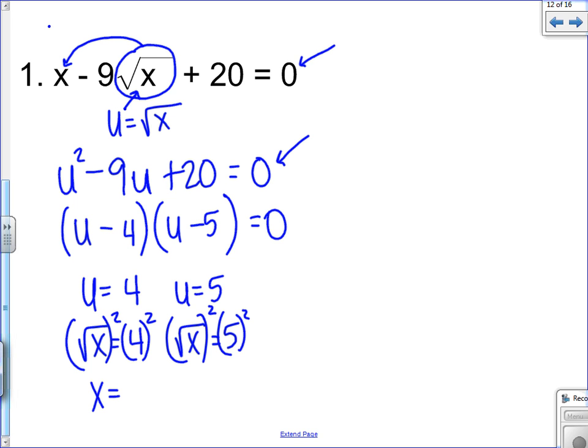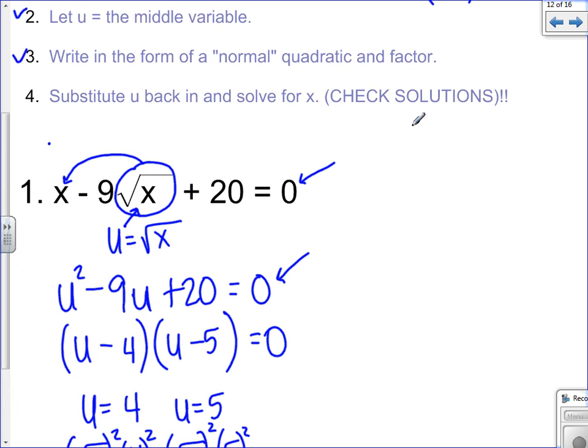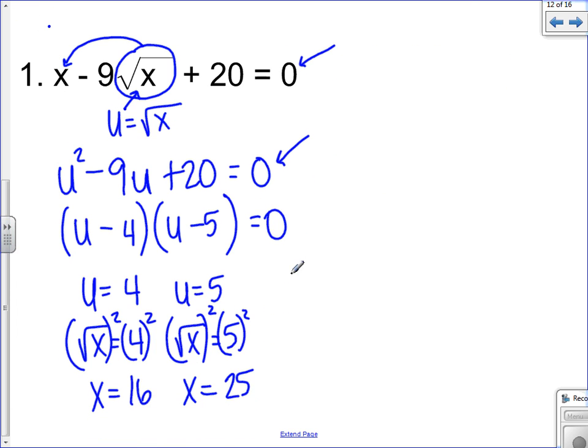And so then x right here would be 16 and x would be 25. Now, in order for these to both be solutions, I need to make sure that they work out. Okay, so because I know they're going to work, these two solutions are going to work for this quadratic that I found, but sometimes this substitution process will give us some answers that may not work in the original.